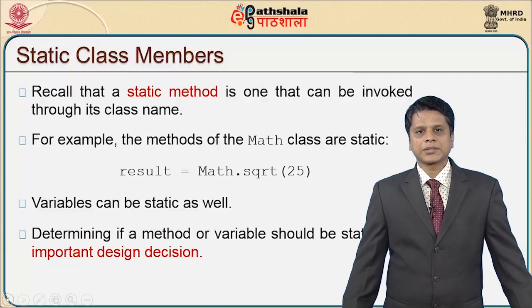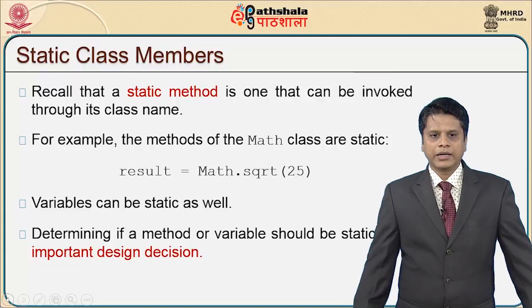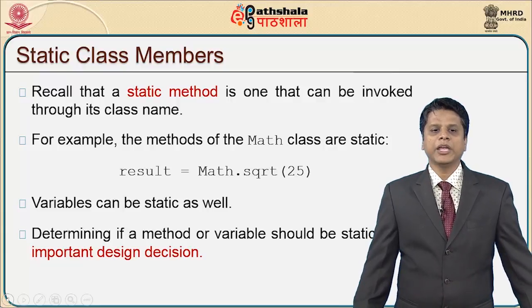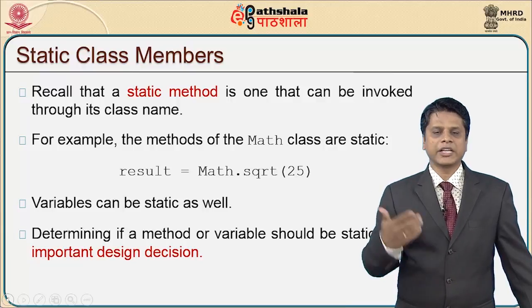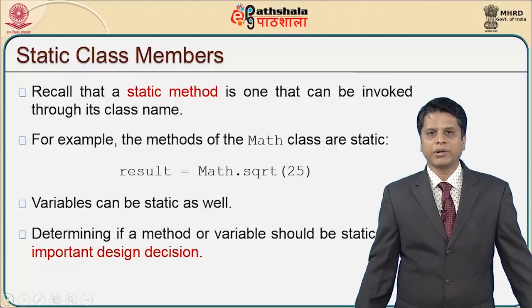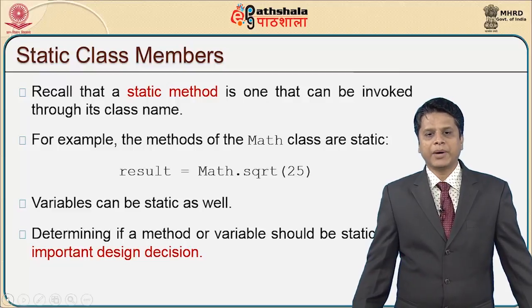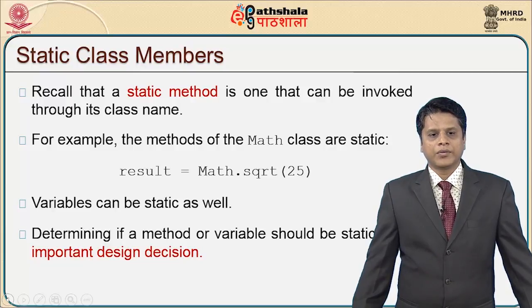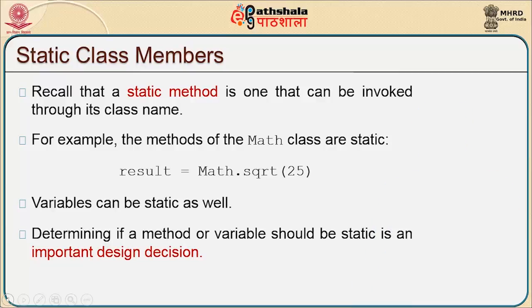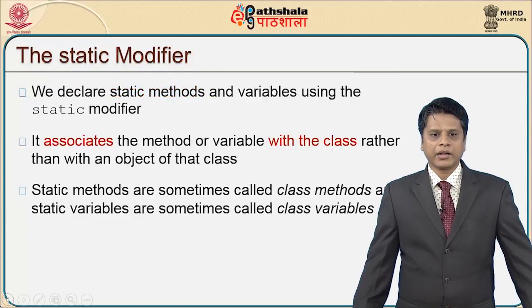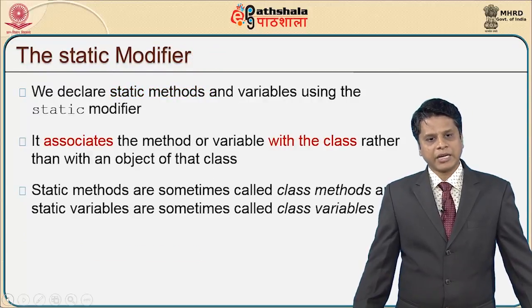Static class members. Recall that a static method is one that can be invoked through its class name. You would have studied this when you studied Java or object oriented programming. For example, the methods of the Math class are static: result is equal to Math.sqrt(25). Variables can be static as well. Determining if a method or a variable should be static is an important design decision.